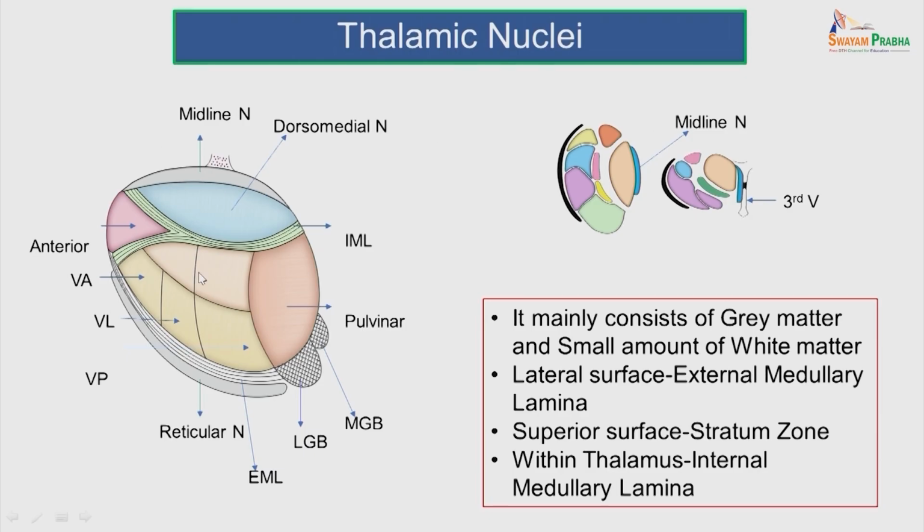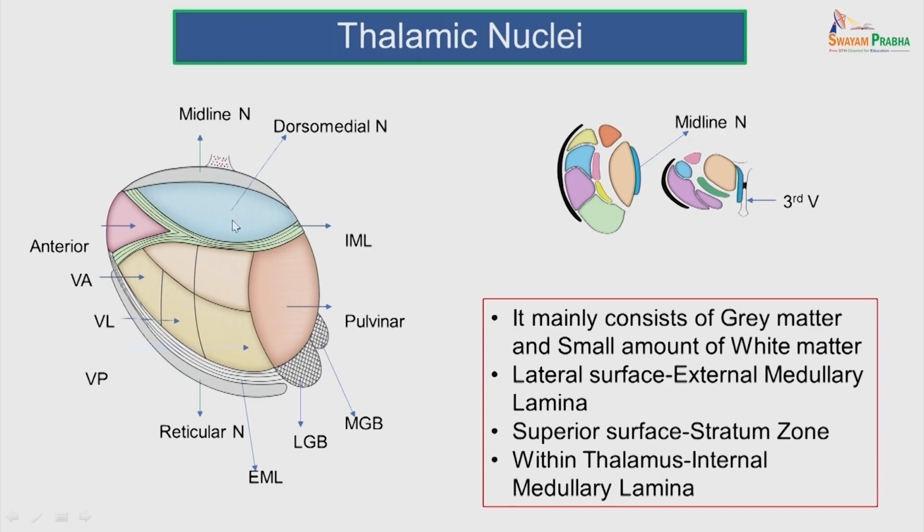So, the thalamus is divided into a number of nuclei. Most of it is grey matter, no doubt about it, but there is a small amount of white matter, and this white matter enclosed within the thalamus is called the intramedullary lamina. Laterally it also has a bit of white matter called the extramedullary lamina. So, this divides this ovoid-shaped subcortical grey matter into a number of nuclear complexes.